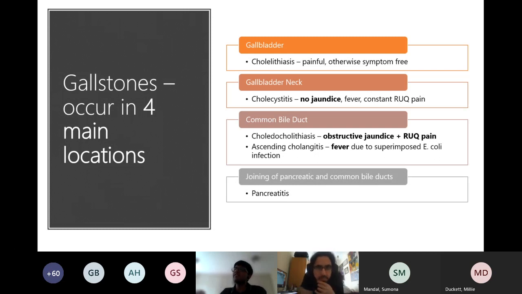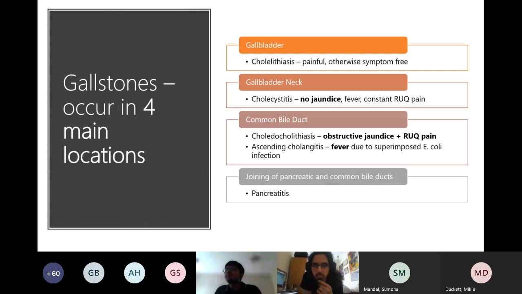So, right, there's two main things that happen in the common bile duct. So what are the two things that happen in the common bile duct? So you can have a stone lodged in the common bile duct, and what's that called? That's called choledocholithiasis. And then when you get a superimposed E. coli infection on top of that, which isn't that common, but they love testing you about it, it's called ascending cholangitis. Can someone break down the Latin?